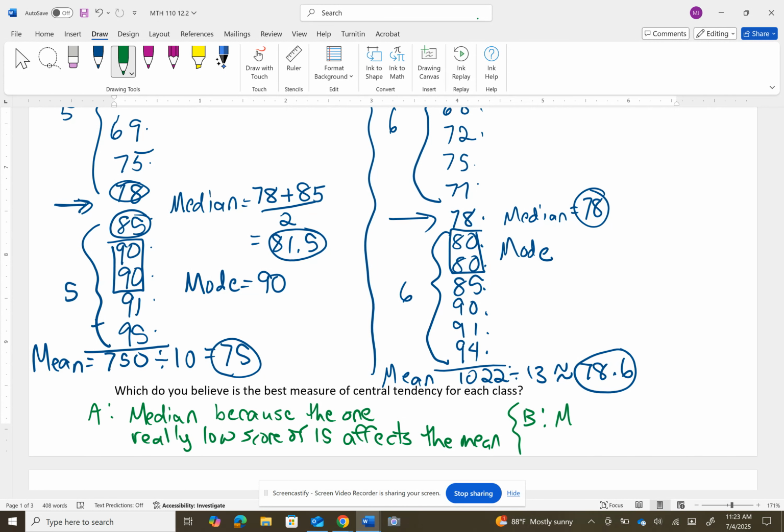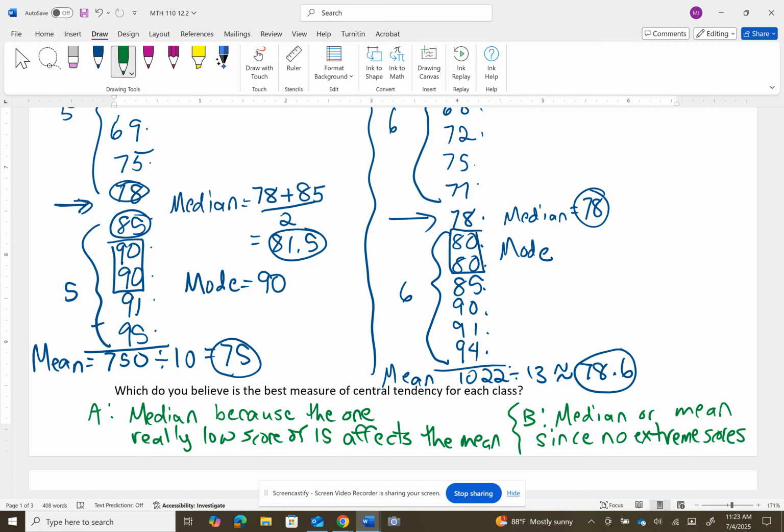With data set B, there are no really low or really high scores. I think either the median or the mean would be appropriate, either one of those, because there are no really extreme values. So those are very representative of how the class did as a whole.